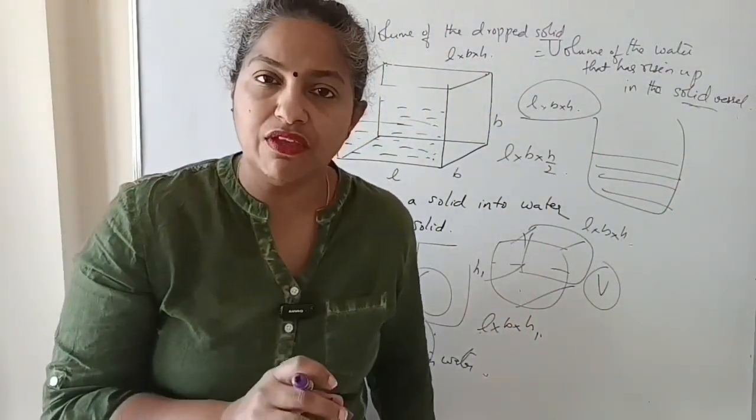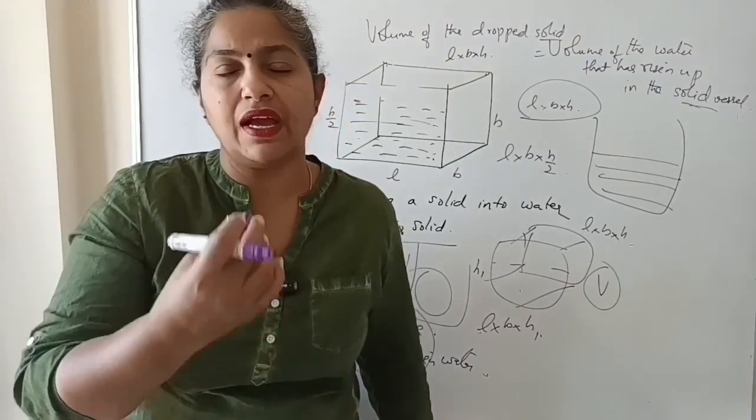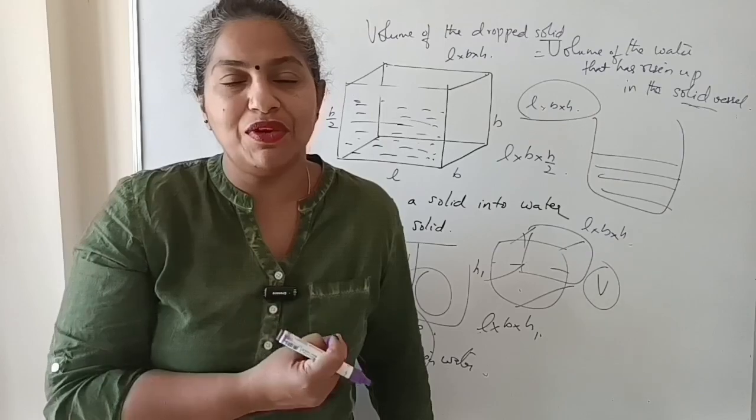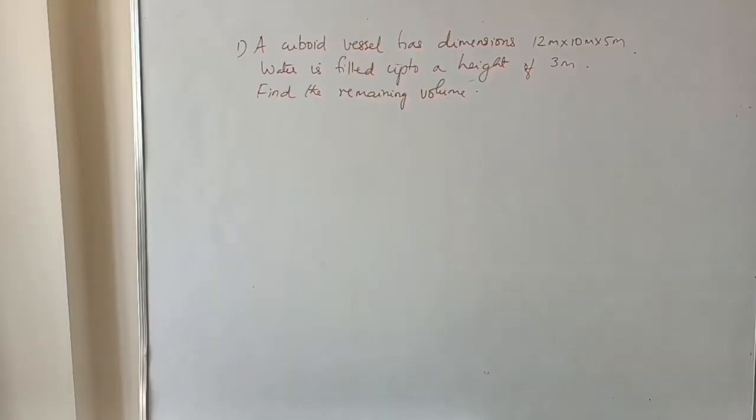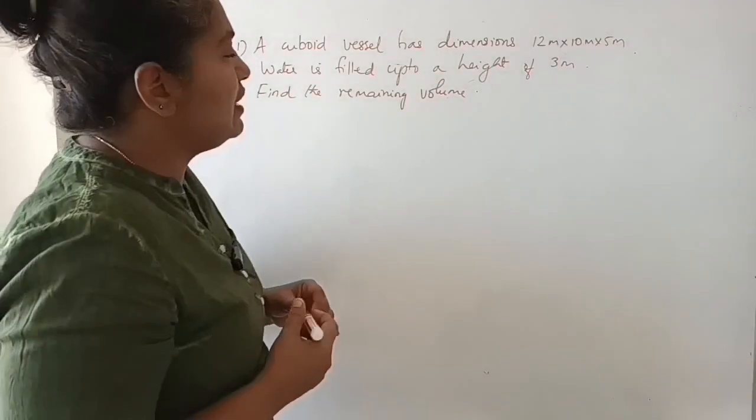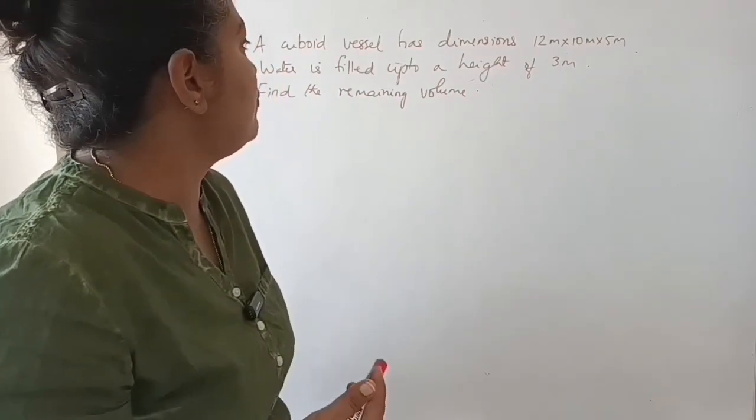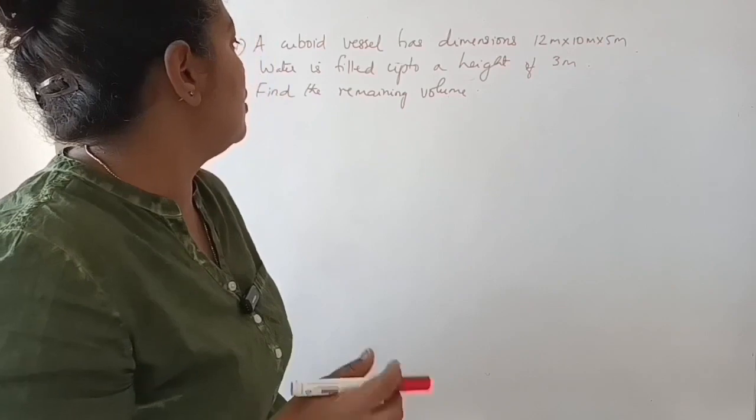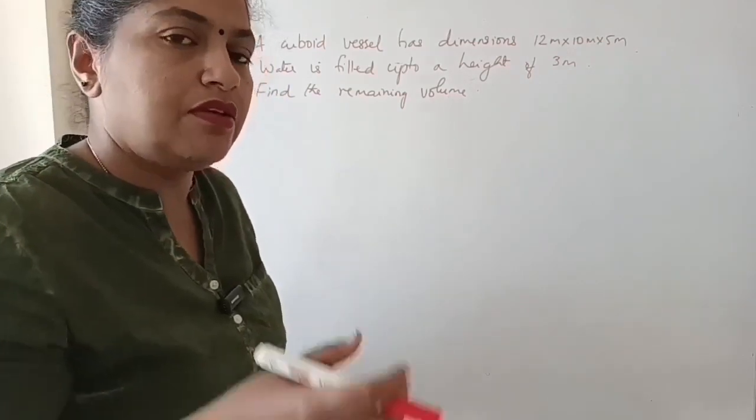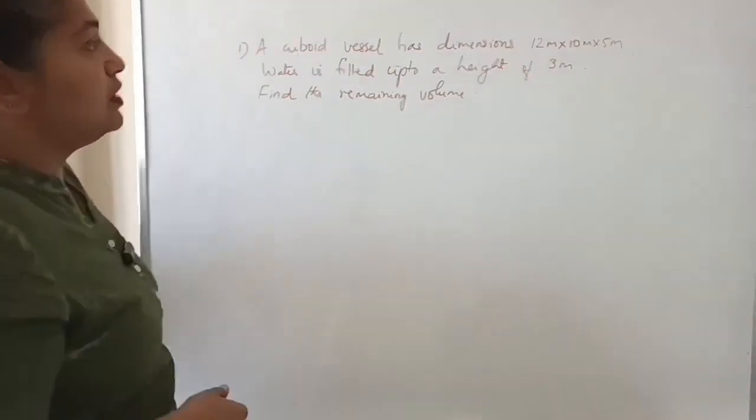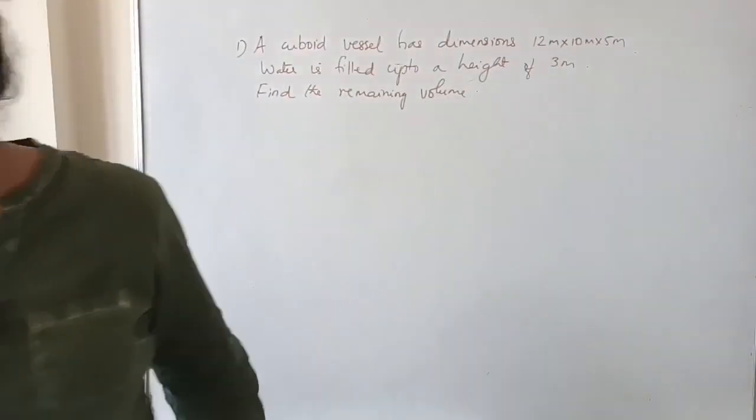Okay. Now let us do a sum so that you get the idea clear. I am not very sure whether you have gotten this concept clear, so let us anyway do a few sums. Let's start from the basic. A cuboid vessel has dimensions 12 meter into 10 meter into 5 meter. Water is filled up to a height of 3 meters. Find the remaining volume. Okay, from the basic I am starting. So you know that the cuboid vessel has got a volume.